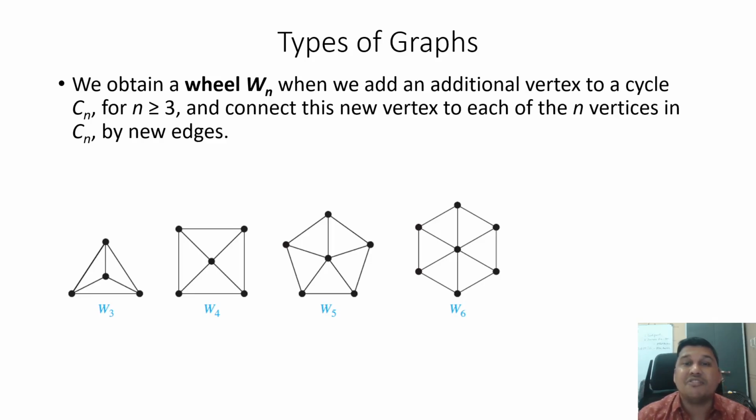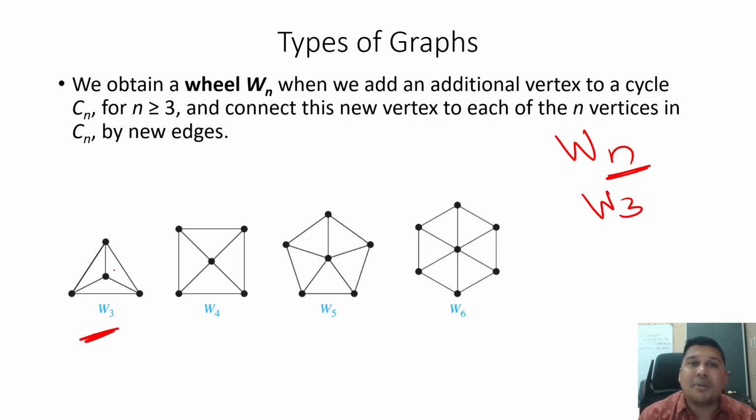The third one is the wheel graph. The third type of graph is the wheel graph Wn, where n indicates the number of vertices. Here a little important point is that if you see the wheel graph W3 and count the number of vertices, it is 4: 1, 2, 3, 4, right? That is one special thing which you have to note down.